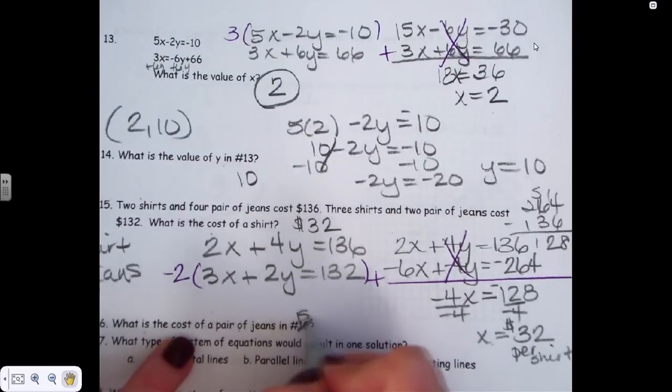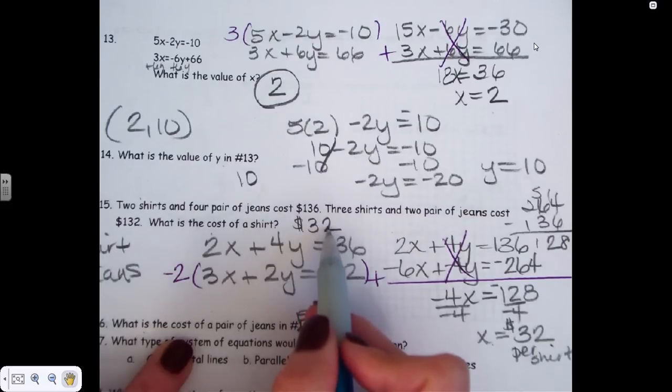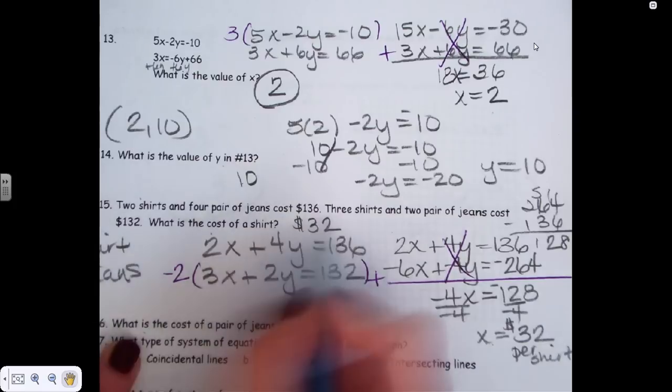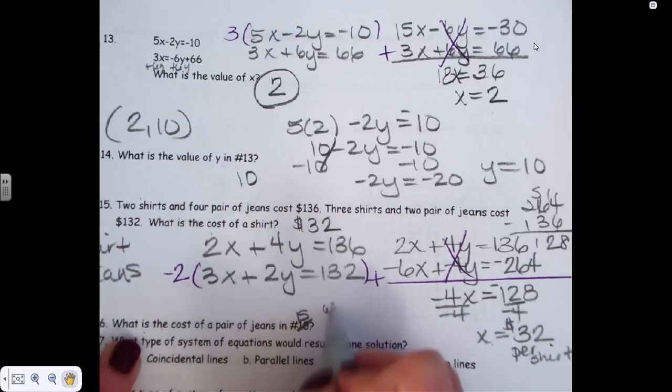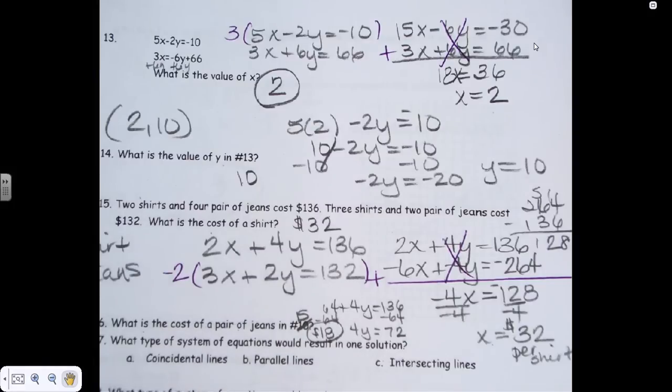Okay, and the next question, how much is a pair of jeans? Again, the numbering, I apologize. A pair of jeans, I'm going to take my 32 and plug it back into my problem. So 2 times 32 is 64, plus 4y is 136. Get rid of 64. So 4y is equal to 72. And now 72 divided by 4 is 18. So $18 for a pair of jeans.